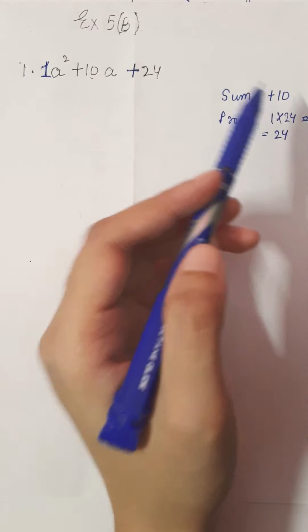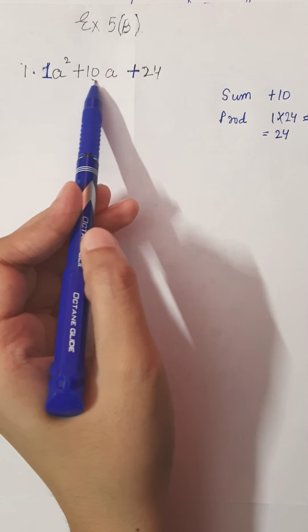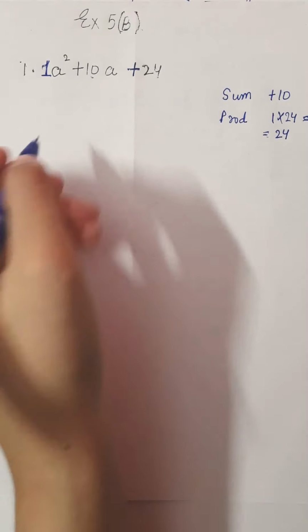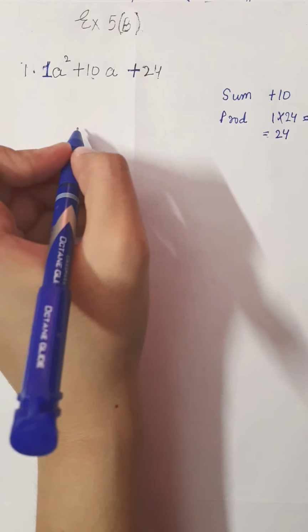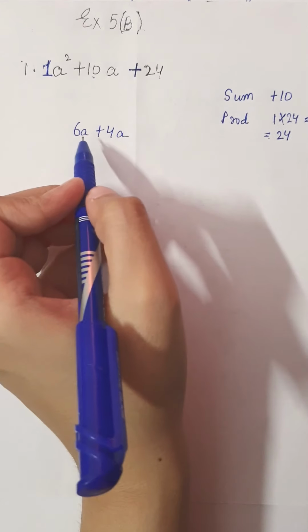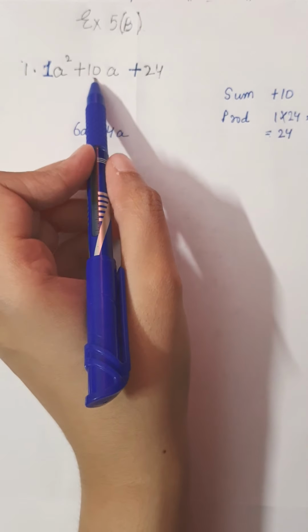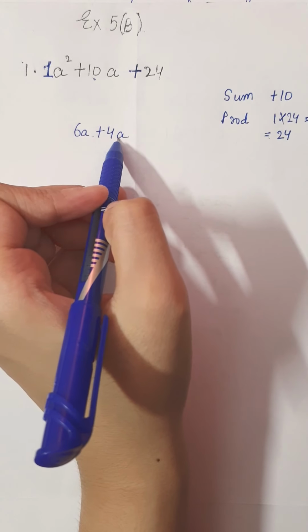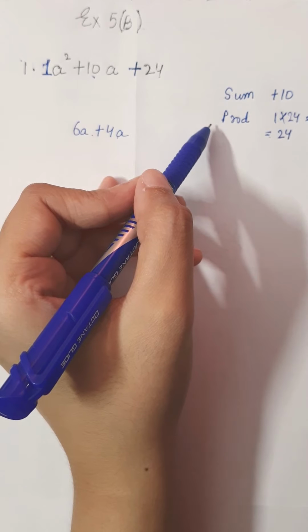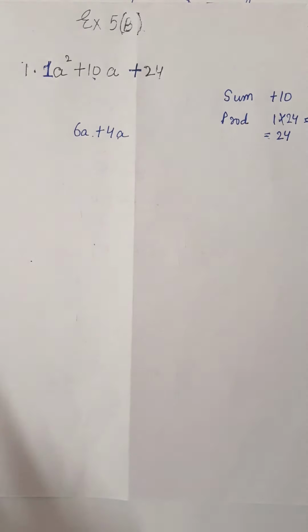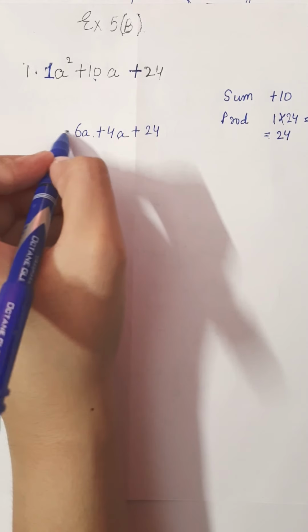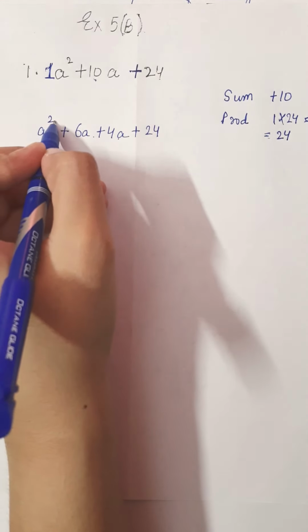Alright, so we have to split 10 in such a way that the sum should be 10 and product should be 24. So I think this will be 6a plus 4a. 6a plus 4a is 10 and 6 into 4 is 24. That means the sum and product are perfectly fine. 24 and here a square.